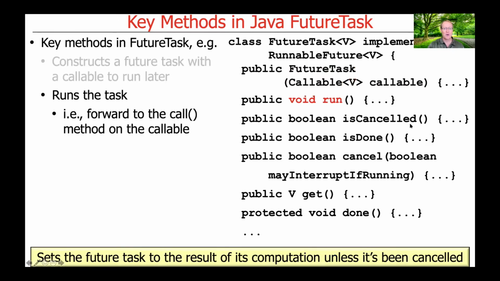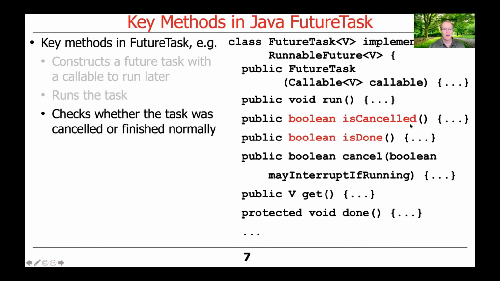So the run method, which of course is the one that's been started when you put this into a thread in the thread pool, or you just give it to a thread directly, is just going to forward to the call method on the callable and then get the result back and do a few other magic things to perform the semantics of FutureTask.